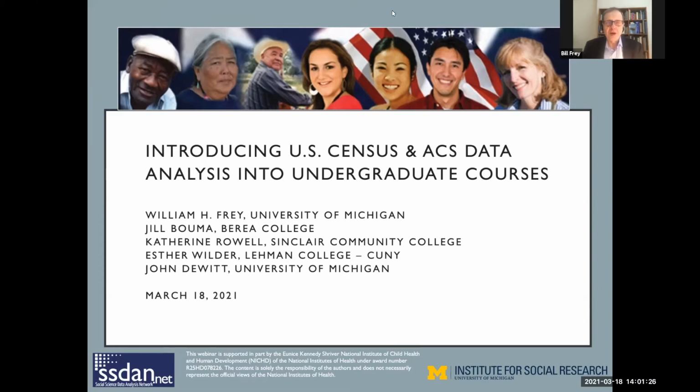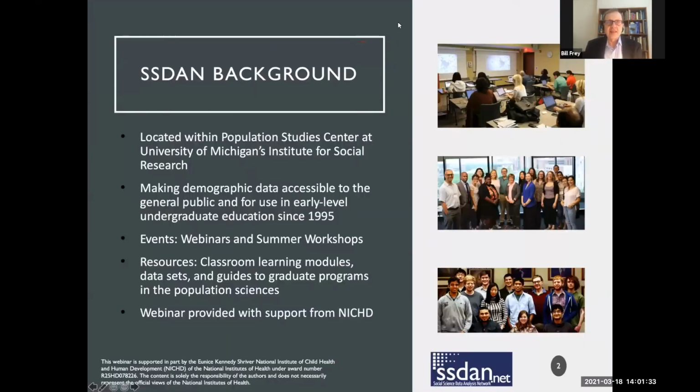We're also going to have some breakout groups along the way. I'll say a little bit about our project, the SSDAN, the Social Science Data Analysis Network. It's located at the Population Studies Center of the University of Michigan inside the Institute of Social Research. We've been making demographic data accessible to the general public and to use in early level undergraduate courses since 1995.